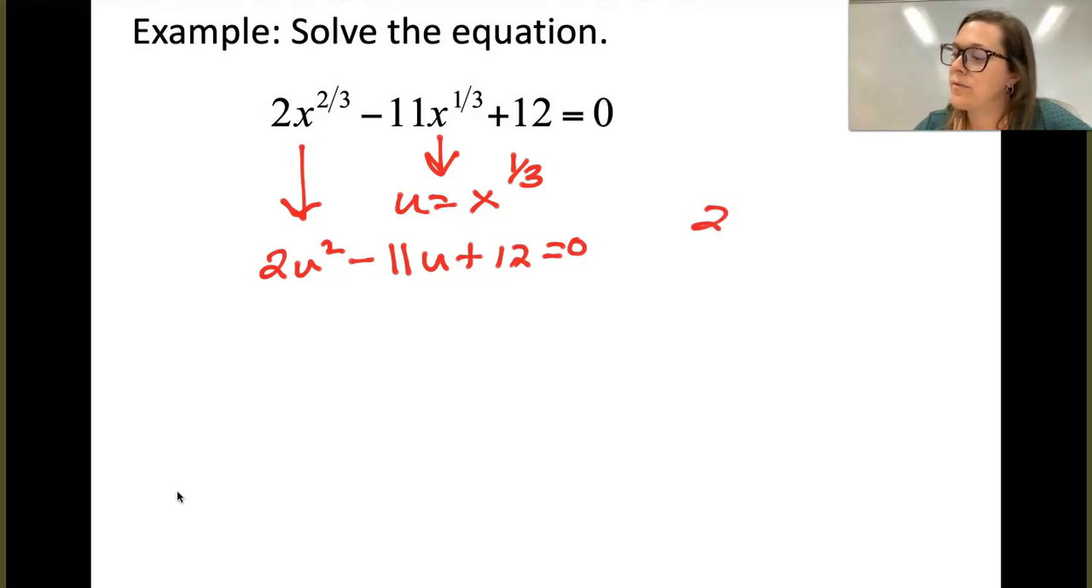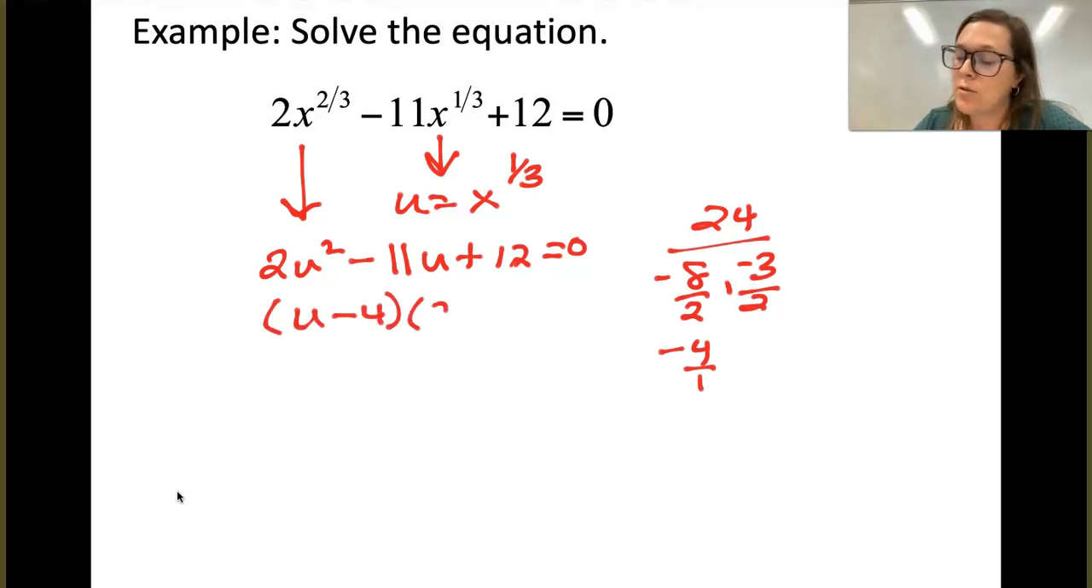Is that factorable? Factors of 24 that get you to 11: 8 and 3, both need to be negative. Put them over 2, negative 4 over 1. So that goes to u minus 4 and 2u minus 3 is equal to 0. So u equals 4, and u equals 3 halves.